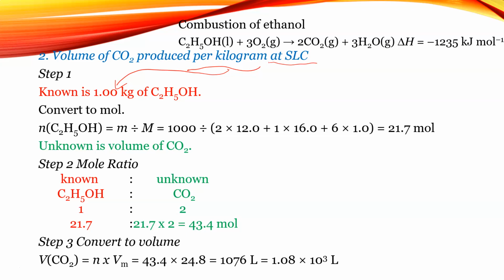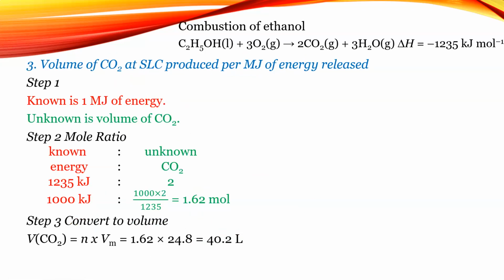Substitute that in. This time it's the ratio of ethanol to carbon dioxide, 1 to 2. And so it's 21.7 times 2, 43.4 mole of carbon dioxide. And we want to know the volume at SLC, so we just multiply those moles by the molar volume, Vm, which is that one there. And that gives us 1,076 litres, or 1.08 by 10 to the 3 litres, once again for sig fig purposes.